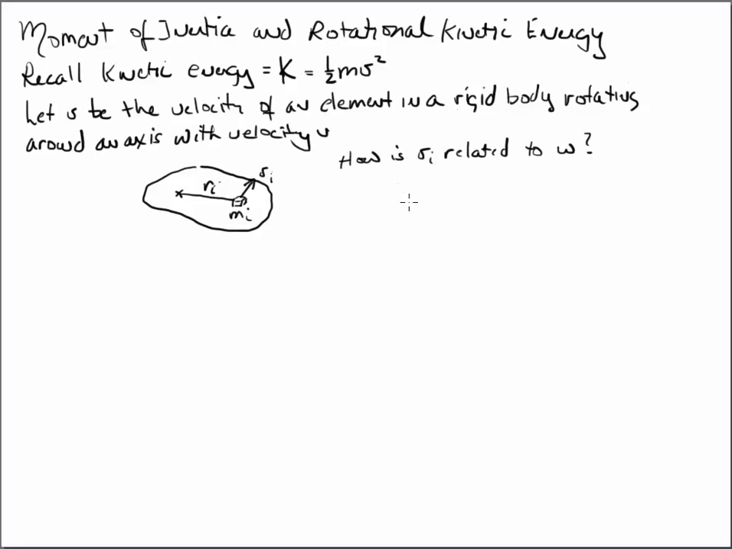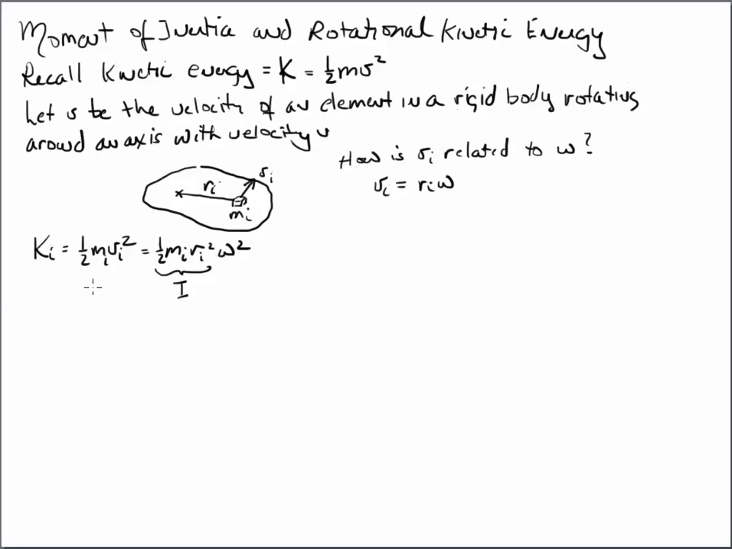How is that tangential velocity related to the angular velocity omega? Well, we know that the velocity is equal to the radius, in this case Ri, times the angular velocity omega. So we can write the kinetic energy of the ith element, 1/2 m_i v squared, equal to 1/2 the mass of the ith element times the radius of the ith element from the axis of rotation squared times the angular velocity squared.